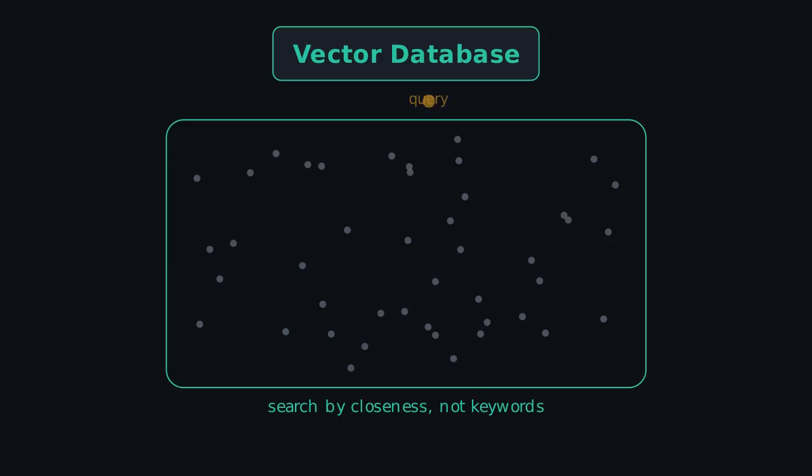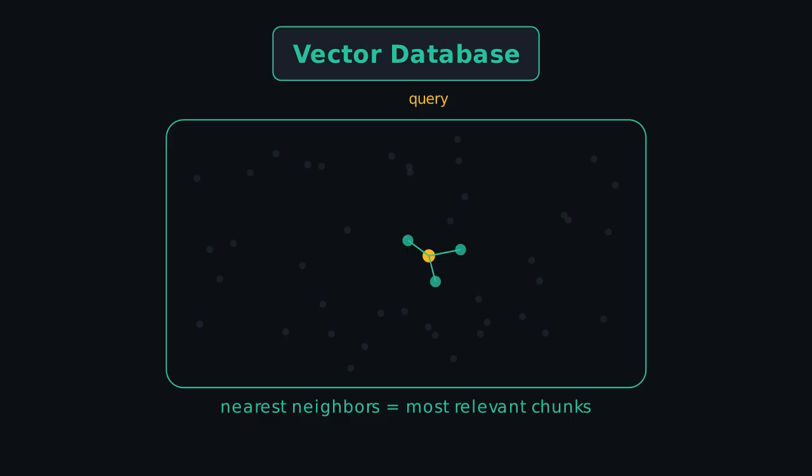So when a user's question comes in, it gets embedded into a vector too and dropped into that very same space. The database then finds its nearest neighbors, the small handful of chunks sitting closest to the question, the ones most likely to contain the answer. And it does this in a flash, even when it's searching across millions of points.